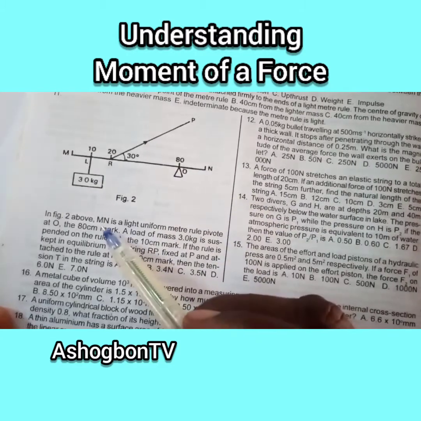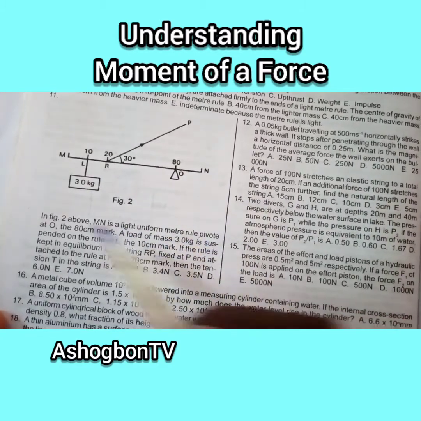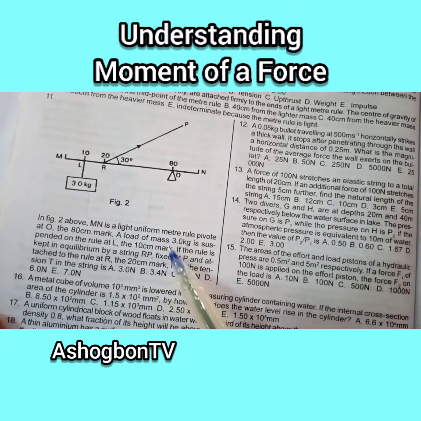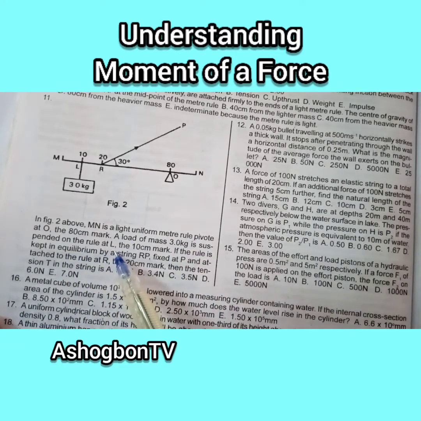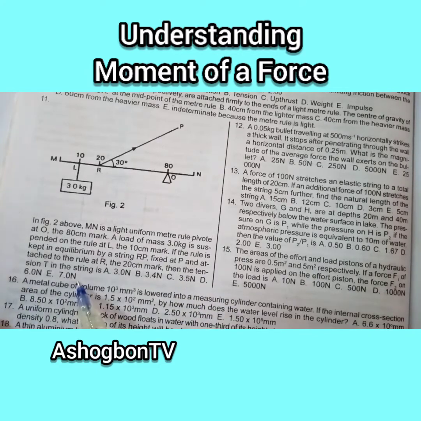In this question, we're told that MN is a light uniform meter rule pivoted at O, the 80 cm mark. A load of mass 3 kg is suspended on the rule at L, which is the 10 cm mark. So the question here is: calculate the tension in the string.